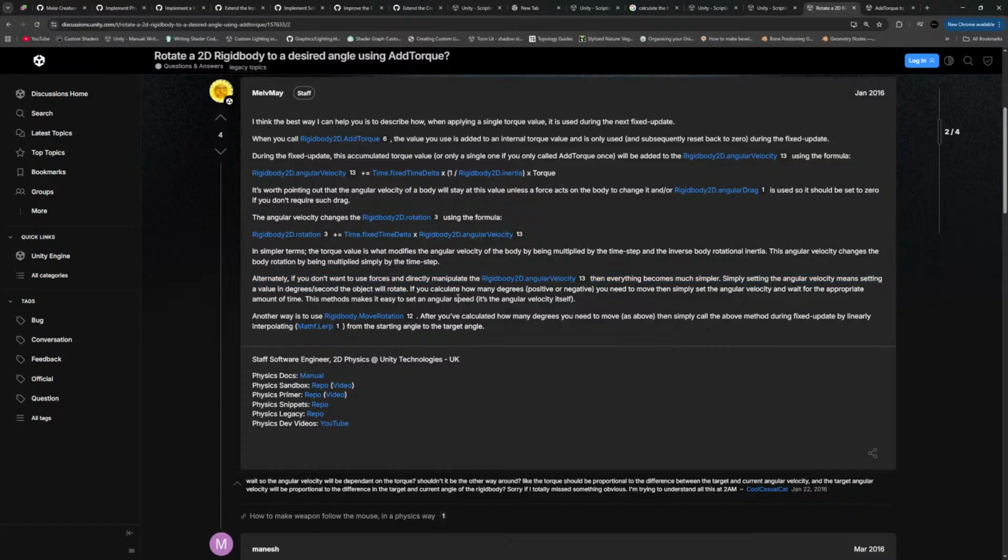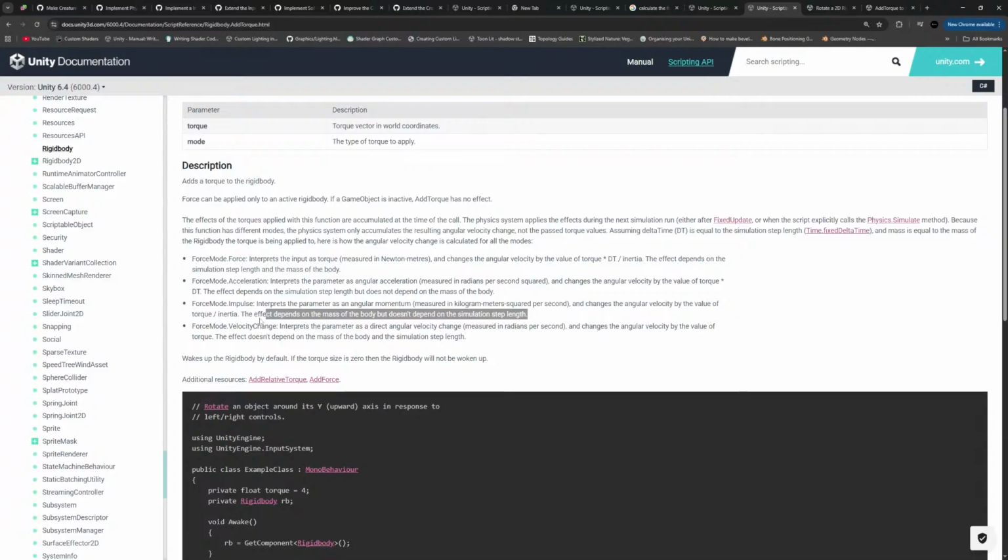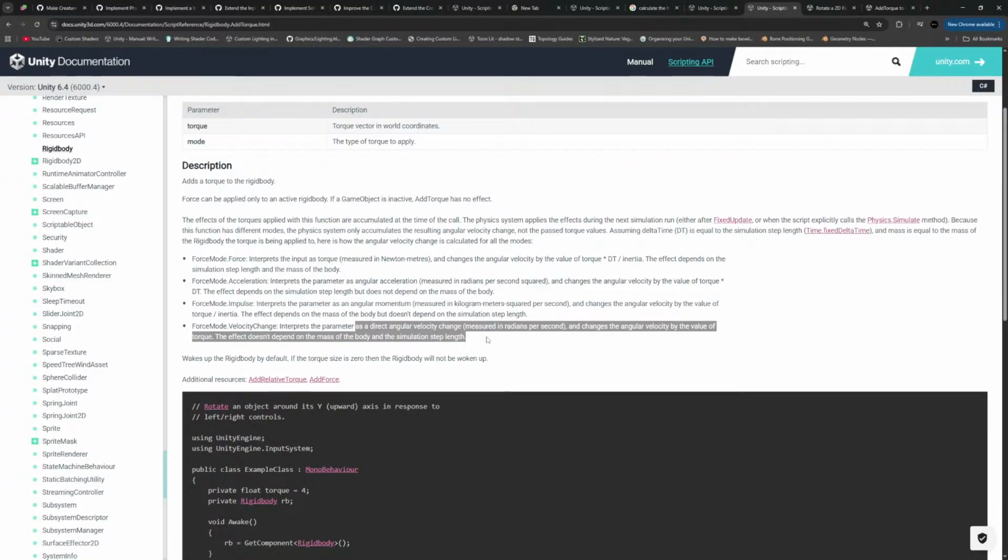Okay, let's try angular velocity. I guess we can set it by add torque. Velocity change. Radians per second.